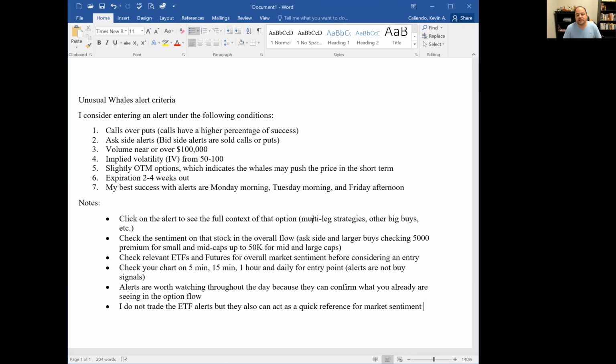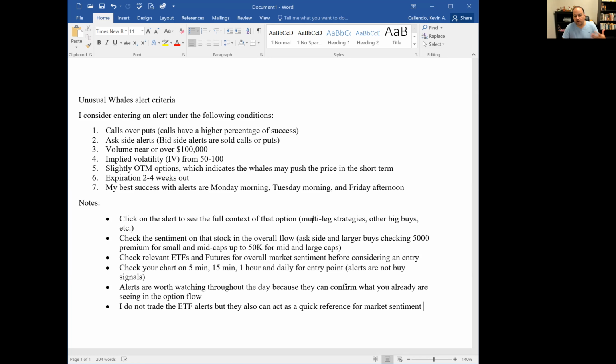Unusual Whales does alert ETFs as well, and I don't play those. There's a lot going on with those. I mean, they're heavily hedged, and a lot of them are LEAPS, and just whales kind of doing their thing. But those too can provide a quick reference for market sentiment.